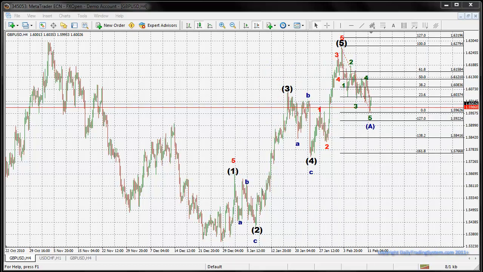Wave 5 is equal to wave 1. So whatever that distance is to this distance will be from this point to that point. And wave 2, down here, will always, well, for the most part, be a retracement of 61.8% of wave 1.